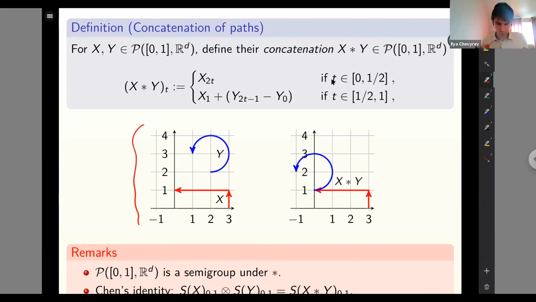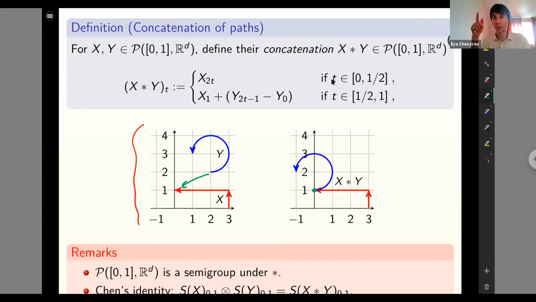Their concatenation is given by translating the path y, the base point of the path y, to the end point of the path x. So I've translated this down to here. So this is the translated base point of y, and then joining them up into one big path.